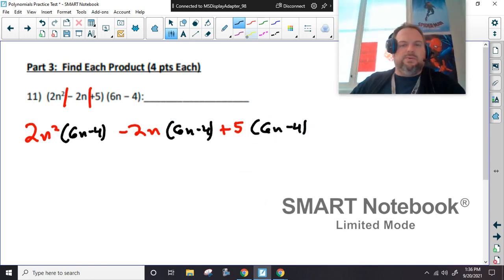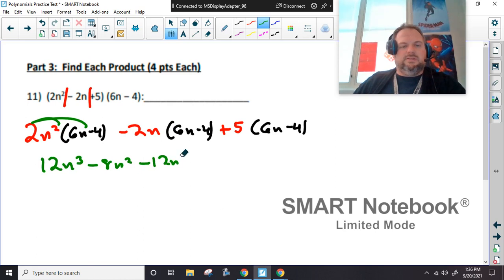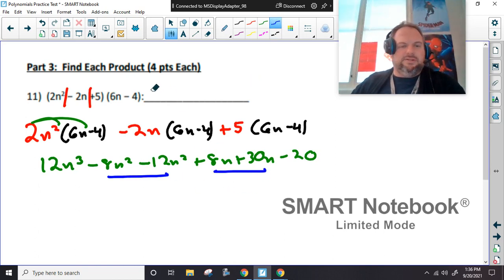Okay. So when we do this, distribute: 12n cubed minus 8n squared minus 12n squared plus 8n plus 30n minus 20. All right. So our like terms are kind of there all together. We don't have to rewrite it or anything. And this is kind of why I like doing it this way. I'm glad that student shared that with me.